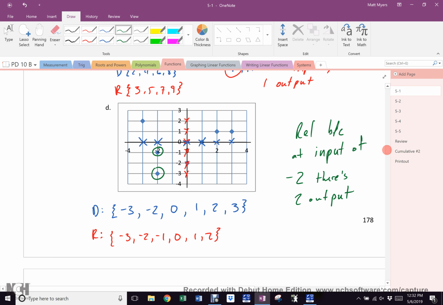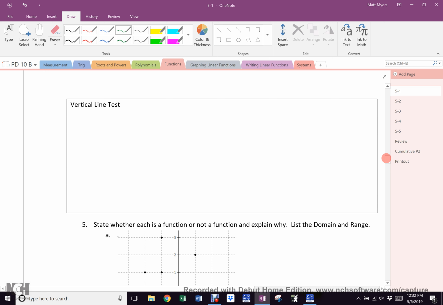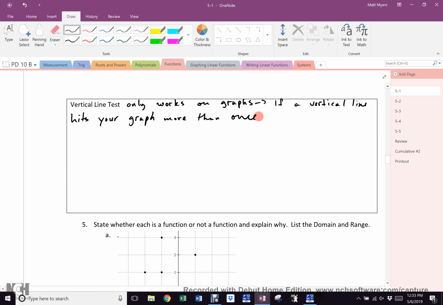No. When you turn the page over, you will see a big empty box that says vertical line test. We're going to flip back and forth between these two pages for a second. The vertical line test only works on graphs. And here's what it means. If a vertical line, what direction is vertical? Up and down. If a vertical line hits your graph more than once, it's a relation.